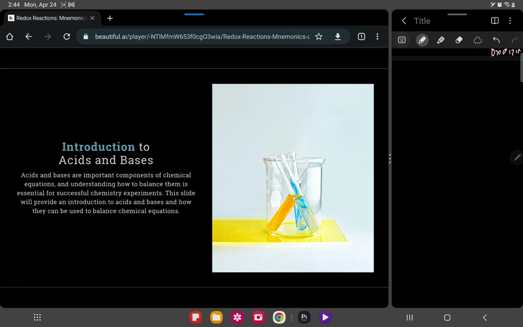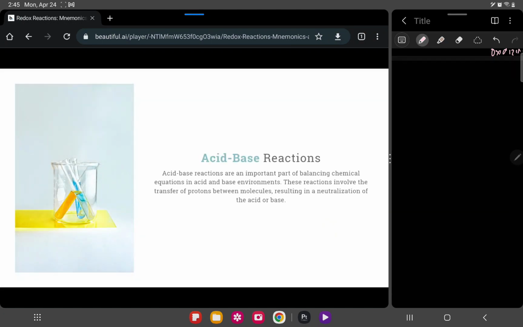Acid and base are very important components of chemical equations, and understanding how to balance them is essential for a successful experiment. When we are balancing an equation, knowing if the environment where the reaction will take place is acid or base is very important.